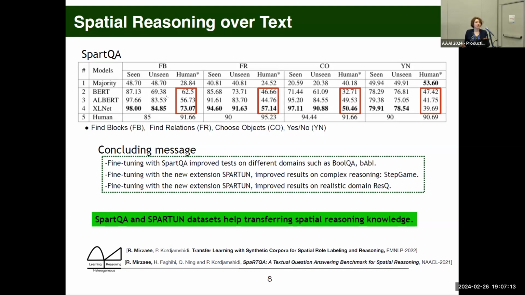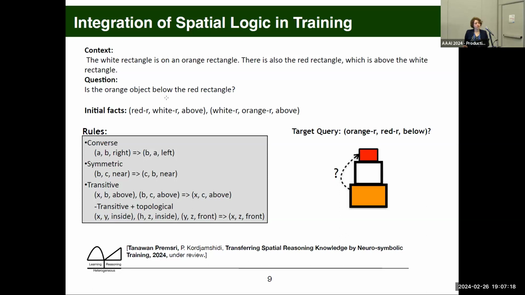But this was in the paradigm of pre-training and fine-tuning. However, we wanted to do more interesting things by integrating spatial logic into large language models, and that was the next practice that we tried. Here I give an example of what I mean by integration of spatial knowledge and logic. We have the context: a white rectangle is on the orange rectangle. Here is the picture. There is also a red rectangle which is above the white rectangle. And then the question is, is the orange object below the red one? So the model needs to do a bit of transitivity to understand this.